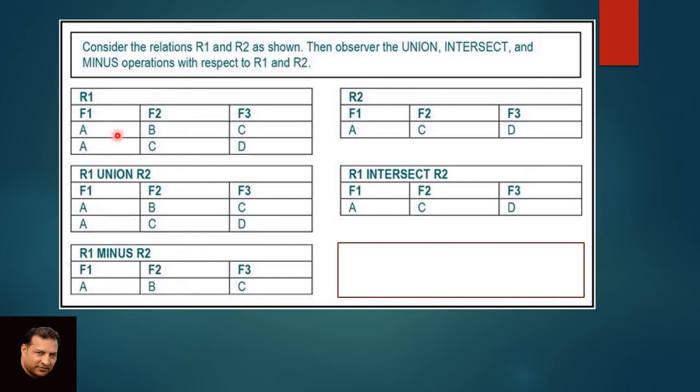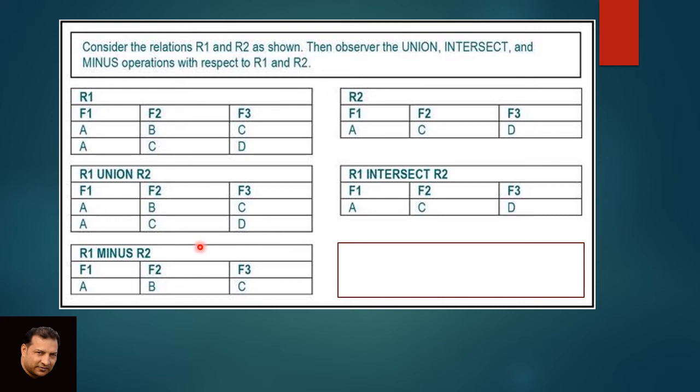So union means combination of records of both the tables. So A, B, C is displayed. ACD, and here also ACD is there. So these two are duplicates, and as we saw earlier, union does not display duplicates. So we have only one row ACD.